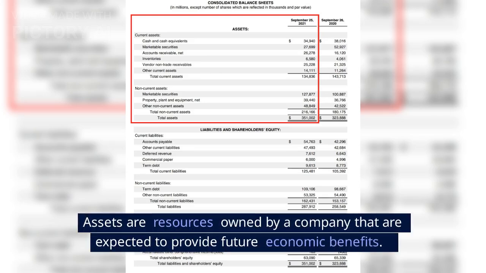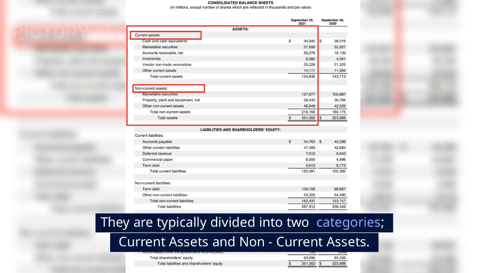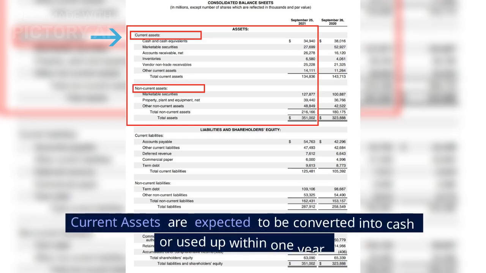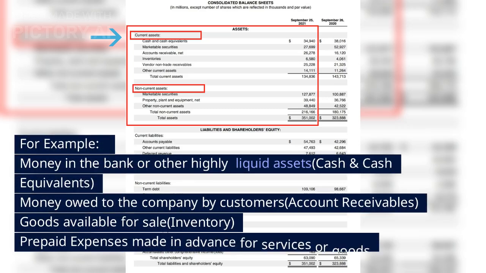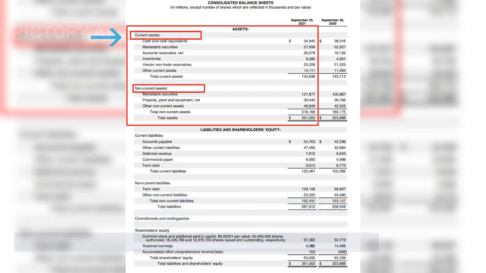Assets are resources owned by a company that are expected to provide future economic benefits. They are typically divided into two categories: current assets and non-current assets. Current assets are expected to be converted into cash or used up within 1 year. For example, money in the bank or other highly liquid assets, cash and cash equivalents, money owed to the company by customers, accounts receivable, goods available for sale, inventory, prepaid expenses made in advance for services or goods.